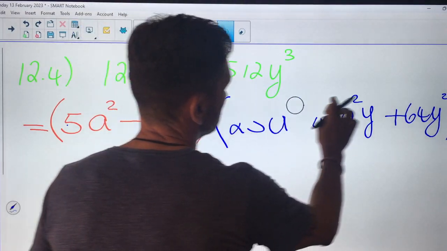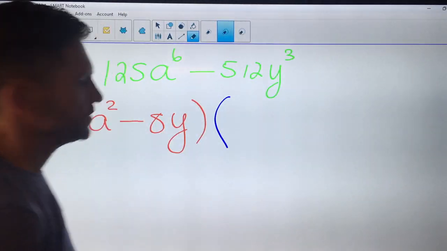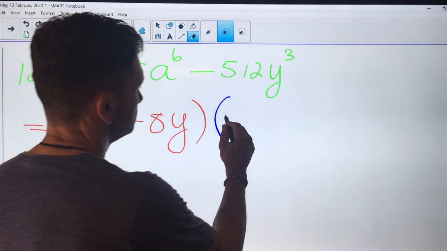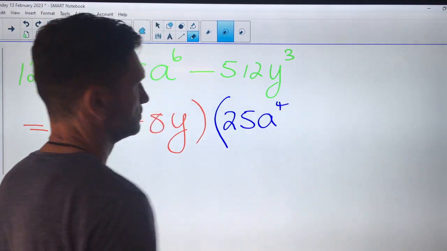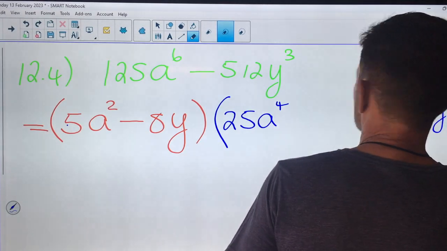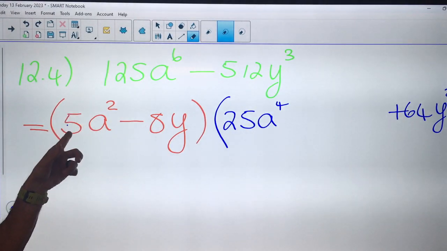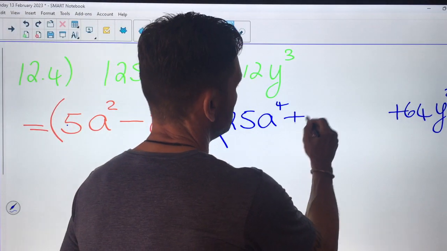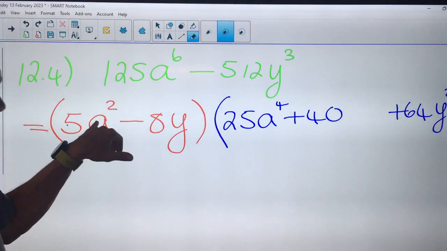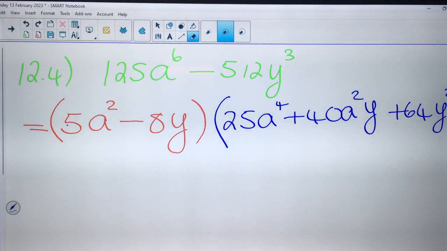Let me just rewrite this because I'm making a mess here. I can't see what I wrote. Let's just start over. Is this one squared? The last one squared? Now the middle one. I'm multiplying these two. Minus 8 times 5 will give me minus 40, but we know we have to go with the opposite sign. So that's minus 40 a squared y. Tricky. Yes, sir. Maths is tricky.